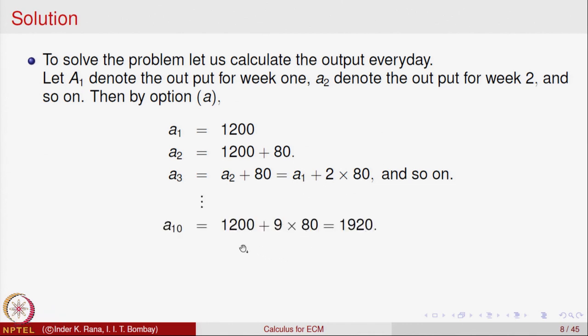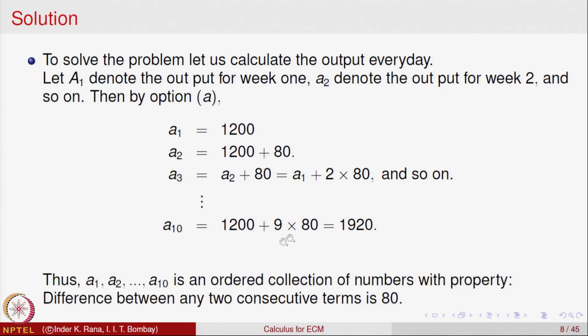So, the 10th week it will be 1200 plus 9 times 80, that will be so much. So, this gives us an ordered collection. The important thing is this data is an ordered collection of numbers. So, this is the first week, second week, third week, 10th week, and it has a special property, namely the difference between any two consecutive ones, say A10 and A9, is 80, and the previous one, A3 minus A2, is 80, and so on. So, this is the data generated and this is the ordered collection of numbers.